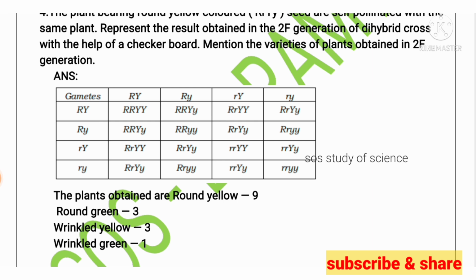See, in the examination, to write the checkerboard and to write the phenotypic ratio and to write the offsprings which is obtained in the F2 generation, the marks is allotted. So do not miss to write anything. Okay, this question is very important with respect to dihybrid checkerboard.